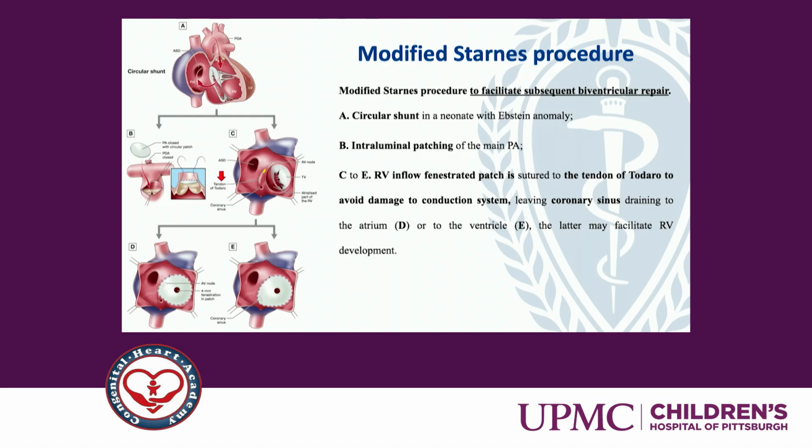Basically, intraluminal patching of the main pulmonary artery is performed not to disturb the pulmonary artery, and the right ventricular inflow fenestrated patch is sutured to the tendon of Todaro to avoid damage to the conduction system, leaving coronary sinus draining to the atrium or to the ventricle. The latter may facilitate right ventricular development.